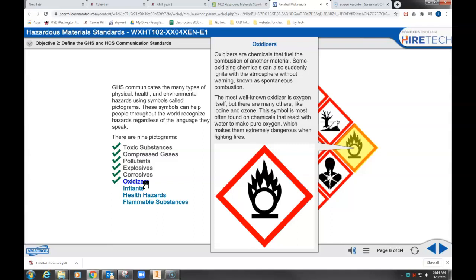Oxidizers. Oxidizers are chemicals that fuel the combustion of another material. Some oxidizing chemicals can also suddenly ignite with the atmosphere without warning, known as spontaneous combustion. The most well-known oxidizer is oxygen itself, but there are many others, like iodine and ozone. This symbol is most often found on chemicals that react with water to make pure oxygen, which makes them extremely dangerous when fighting fires.